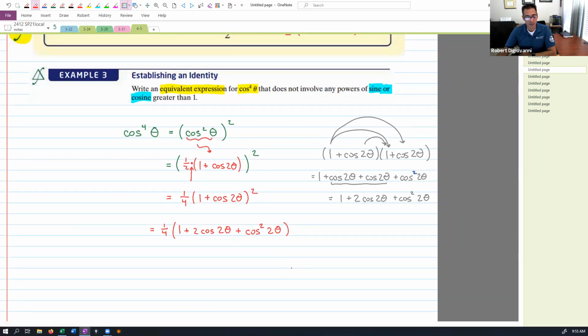We're not done, because our answer at this point has a square in it, and it's telling us we can't have any powers of sine or cosine that are greater than 1. So at this point, and you can do this different ways, I'm going to distribute the 1/4 through. You'll see why hopefully in a minute. 1/4 hits 1, becomes 1/4. When 1/4 hits a 2, it becomes a 1/2. And then I have a 1/4 sitting in front of the cosine squared of 2 theta.